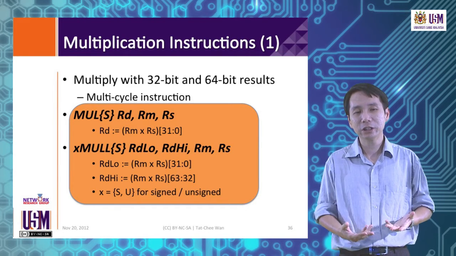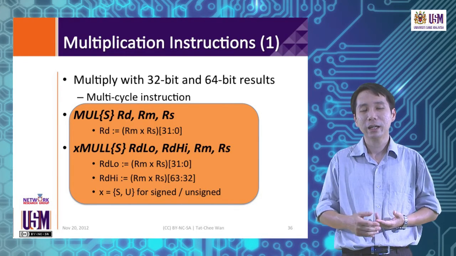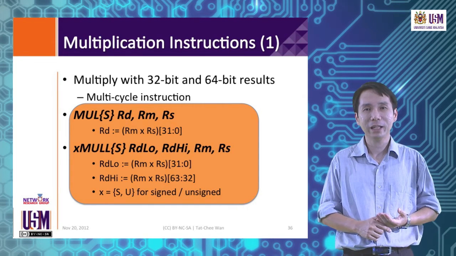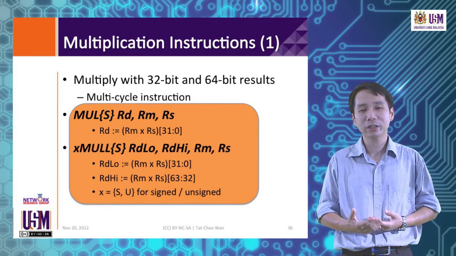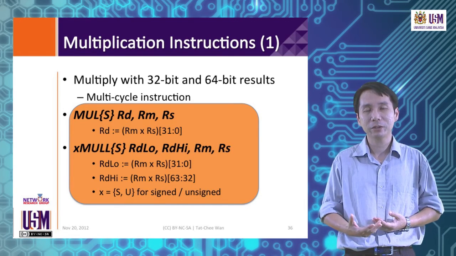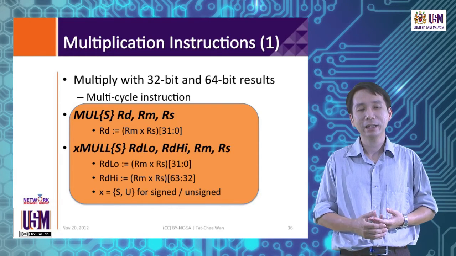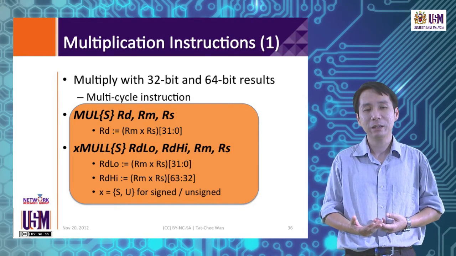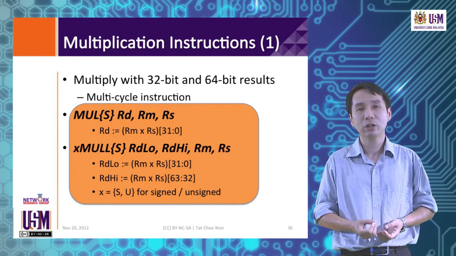Now the alternative version, which is called multiply long, will take R sub m and R sub s and store the result in R sub d low and R sub d high, which are two different registers that you can specify. So this 64-bit value contains the upper part and the lower part of the 64-bit value in two separate registers. Now we can perform signed and unsigned multiplications. This is indicated by SMULL for signed long multiplication and UMULL for unsigned long multiplication.